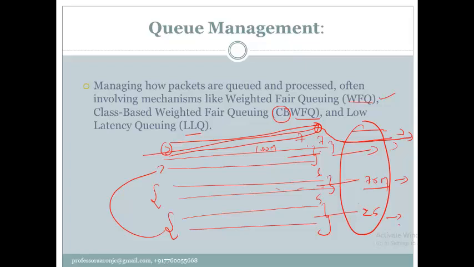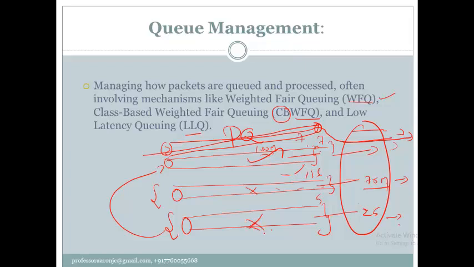Whereas this one is not dedicated, they are shared. When these queue members are using this service, the other queue members need to wait. And when this one finishes 100 meg, then this one can use that same resource up to 75 meg, and this one can use up to 25 meg. It's a shared resource. This is what we call class-based weighted fair queue along with PQ.